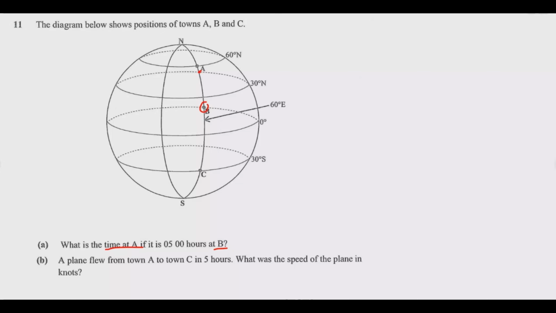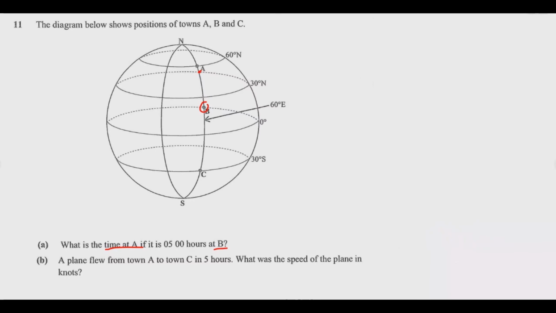Because they're on the same longitude, the time difference is 0. So town A will have the same time as town B. So I'll just write 05 hours here, because they are on the same longitude. As long as they are on the same longitude, they are going to have the same time. But if they are on a different longitude, then you are going to find the time difference.